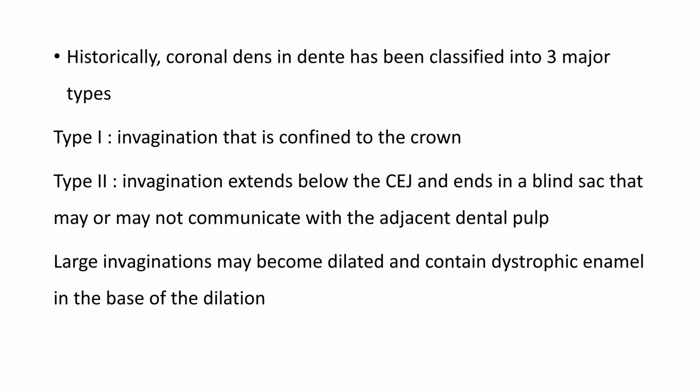Historically, coronal dens indente has been classified into three major types: type 1, type 2 and type 3. Type 1 exhibits an invagination that is confined to the crown. In type 2, the invagination extends below the cemento-enamel junction and ends in a blind sac that may or may not communicate with the adjacent dental pulp.